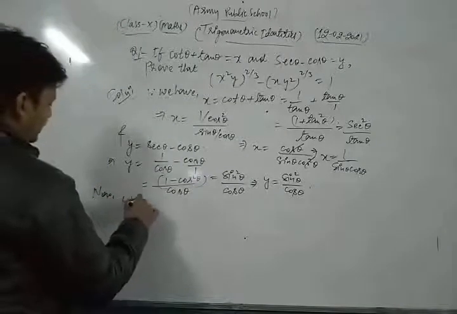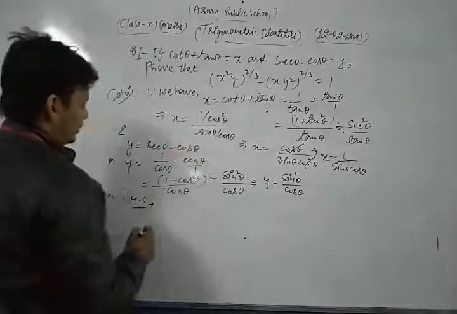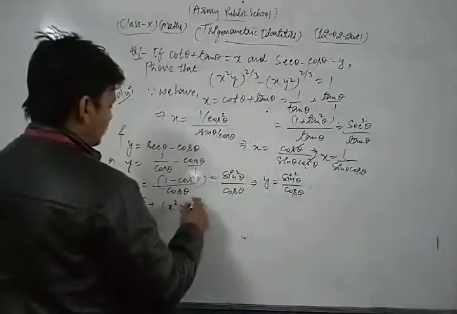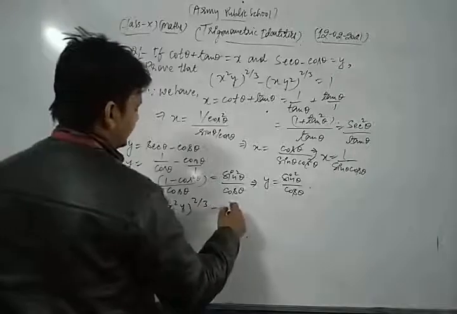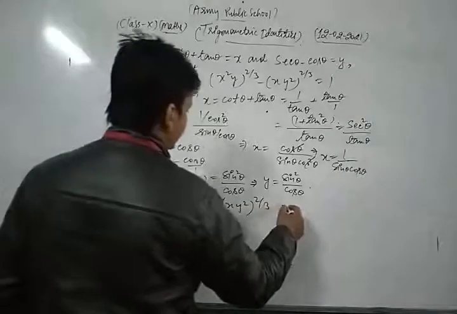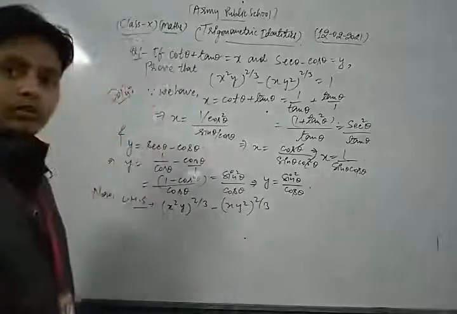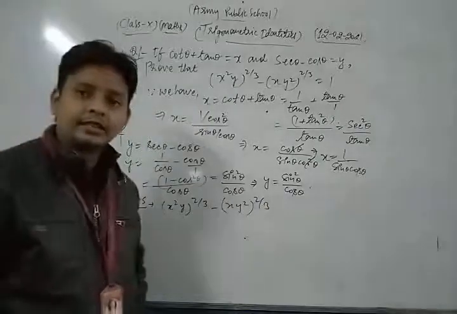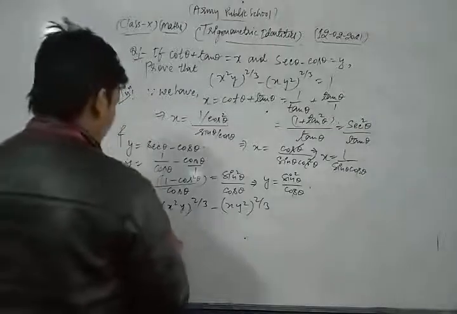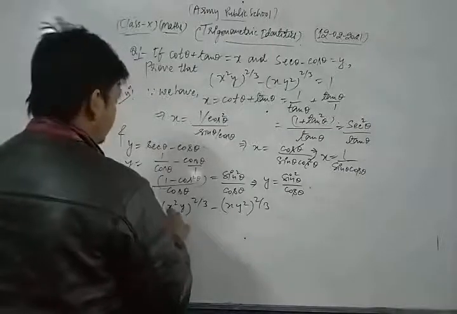We take the left hand side of the equation, so we get (x square y) to the whole power 2 by 3 minus (x y square) to the whole power 2 by 3. Okay, this is the left hand side. Now we put the values of x and y in the given expression. Now we put the value of x.